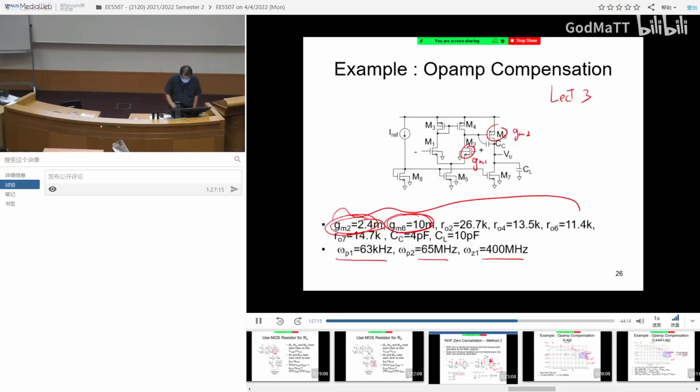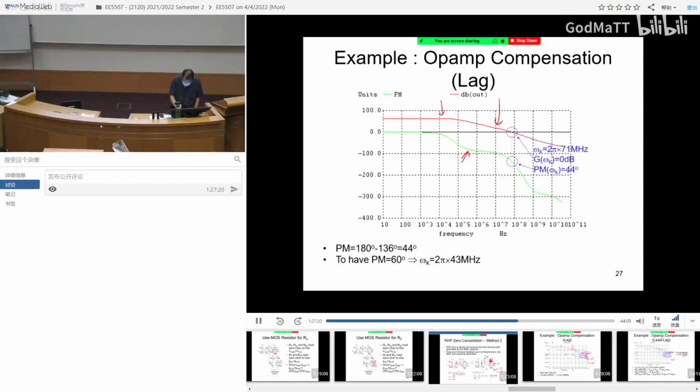Your calculation tells you your phase margin is about 44 degrees. Okay? And your unity gain frequency is 71 megahertz. 44 degrees is not sufficient. You want to target 60 degrees, for example. So what can you do? Based on the simulation, let's look at 60 degree phase margin. It means my phase has to be 120 degrees. Agree? So you go through the phase response, you identify 120 degrees, probably somewhere around here.